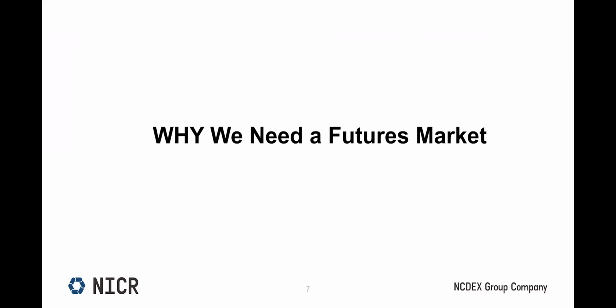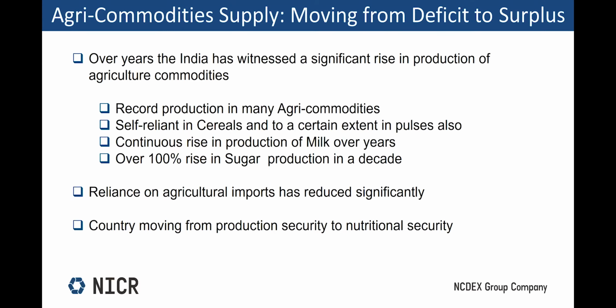But why do we need a futures market? Before we go to the need of a futures market and its economic importance, not only in the current system but in the overall agricultural economy supply chain, we need to understand that over a period of time, India has moved from a deficit production system to a surplus production system. And I'm sure you are all aware that every year we have been breaking records in terms of the kind of cereal grains or other crops which we produce.